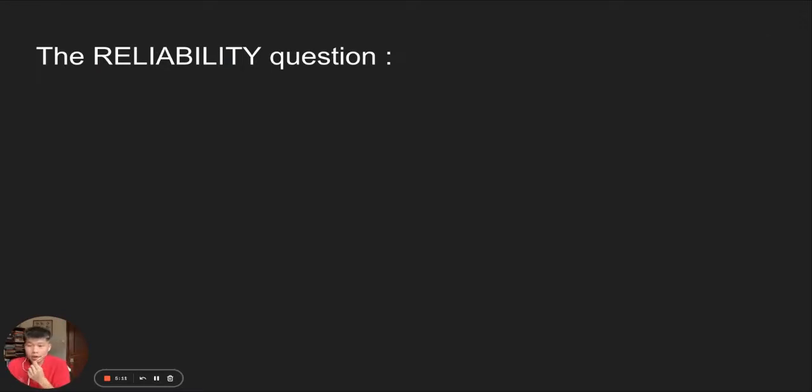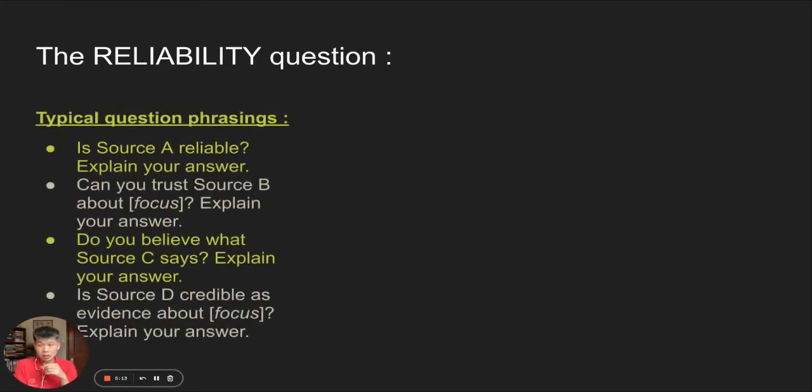So when we come to the reliability question, it could be asked in a number of ways. Is source A reliable? Can you trust source B about something? Do you believe what source C says? Is source D credible as evidence about something? When questions are asked with just, is source A reliable, or do you believe what source C says, without a focus, you need to craft the message of the source.